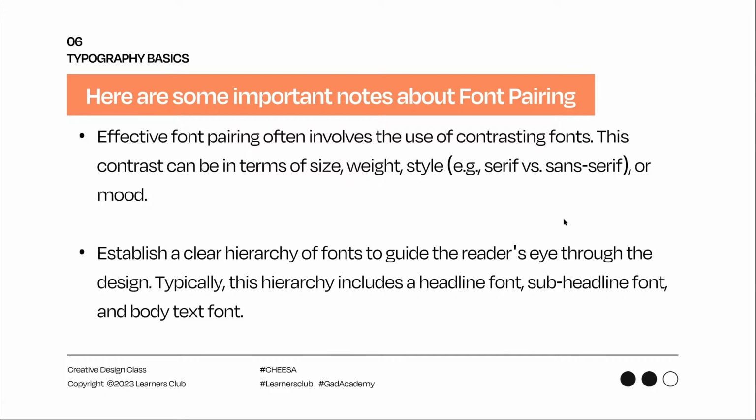Font pairing establishes a hierarchy. A clear hierarchy of fonts to guide the reader's eye. So when you are pairing fonts, your aim is to establish a clear hierarchy to guide the reader's eye through the design, to arrange it very nicely, so that your reader can know where to start reading from and where to go through and where to end. Typically, this hierarchy includes a headline font, sub-headline font, and the text of the body.